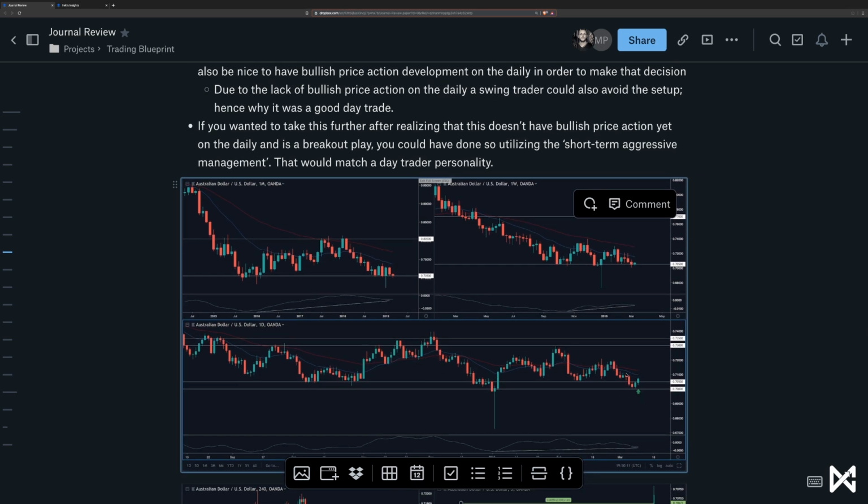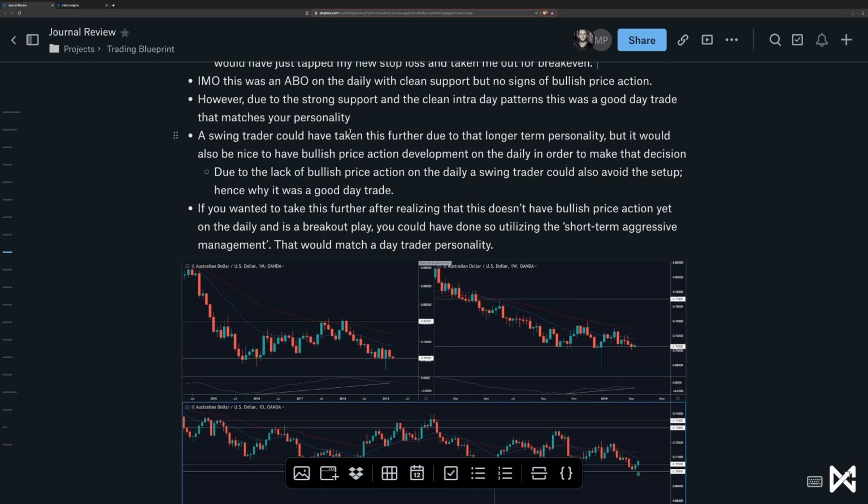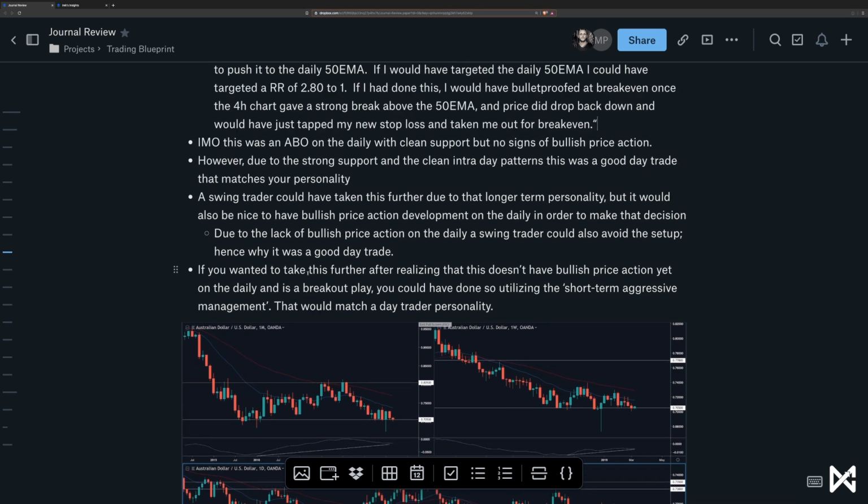There's no real wedge, there's nothing really developing there. A swing trader could have taken this farther due to that longer term personality, but it would also be nice to have bullish price action development on the daily in order to make that decision, right? So as I always say, as a swing trader, you're looking for a proper advanced breakout. You want to make sure you have enough of a pattern development, price action development to actually take the breakout and push it further, right?